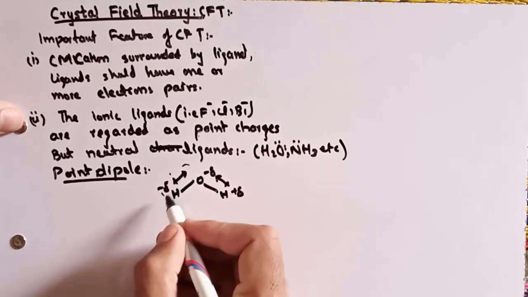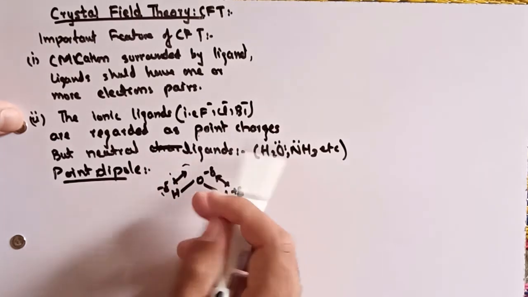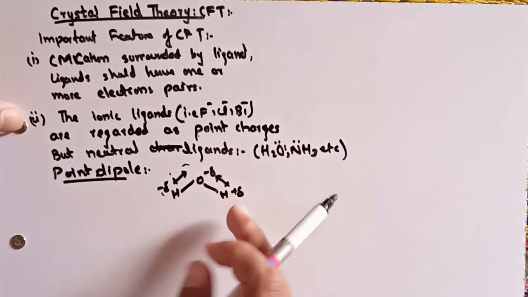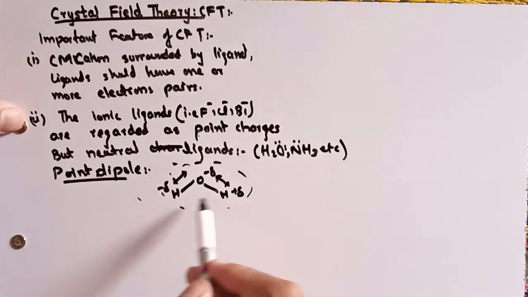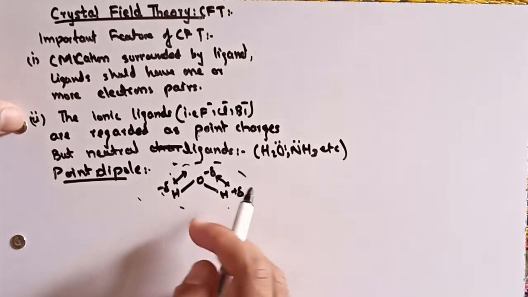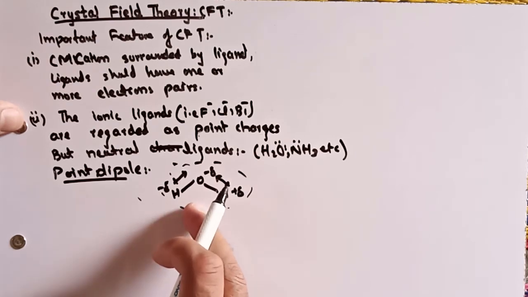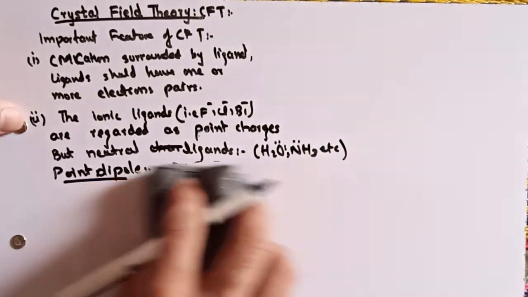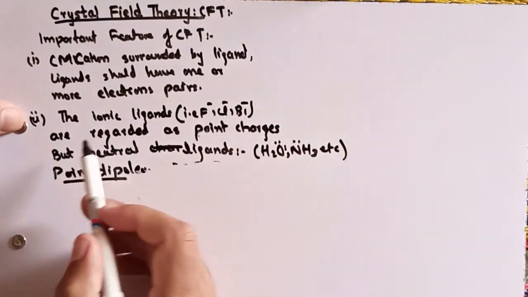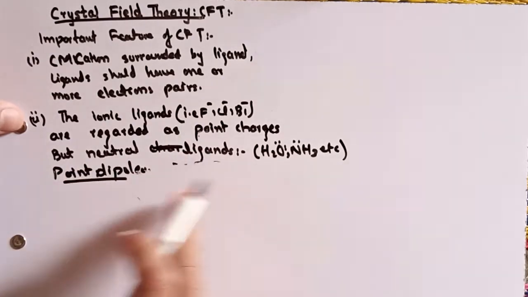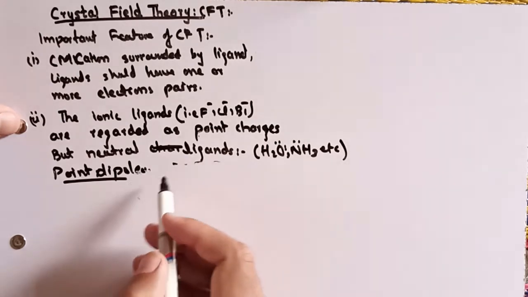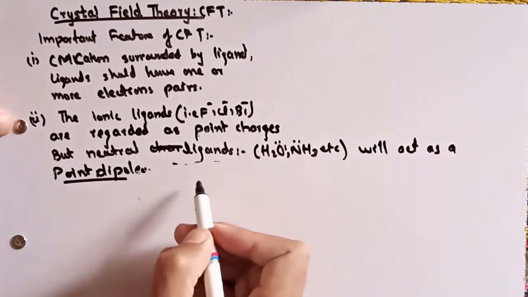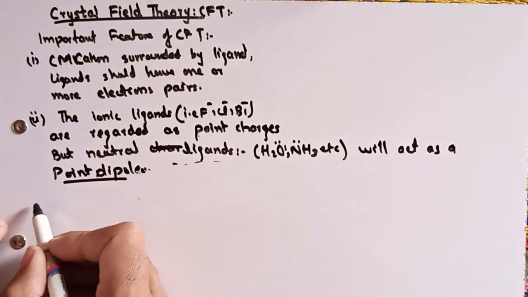Just as I told you for the point charge concept, a neutral ligand is also a point, but since it is a molecule, a dipole is formed and a dipole moment is established. That's why this is called a point dipole. It means that ionic ligands are regarded as point charges, but neutral ligands will act as point dipoles. Is it clear?